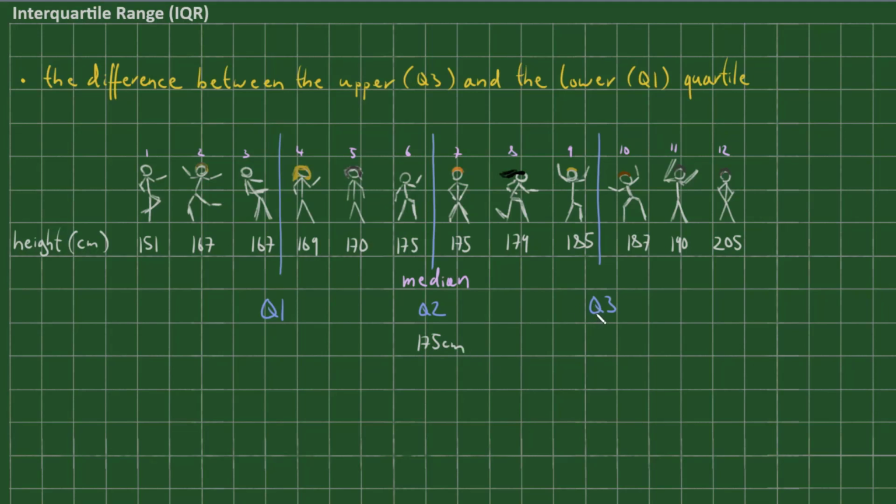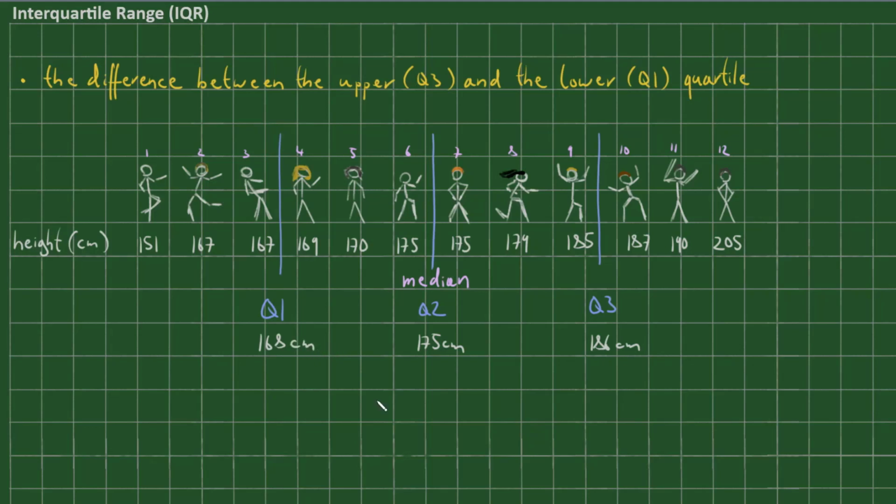What about Q3? Well, Q3 falls between 185 and 187. The average of 185 and 187 is 186 centimeters. So Q3 is 186. Q1 falls between 167 and 169. The average or the mean of these two values is 168. So I can say that Q1 is 168 centimeters.